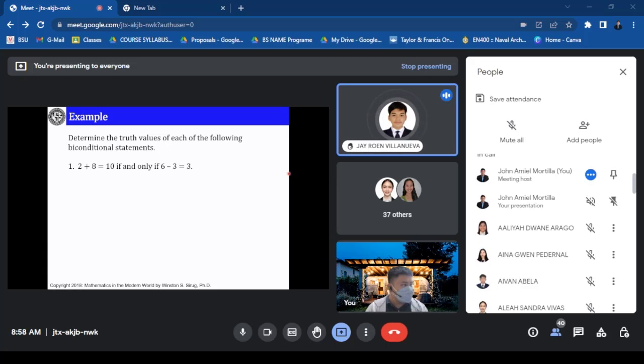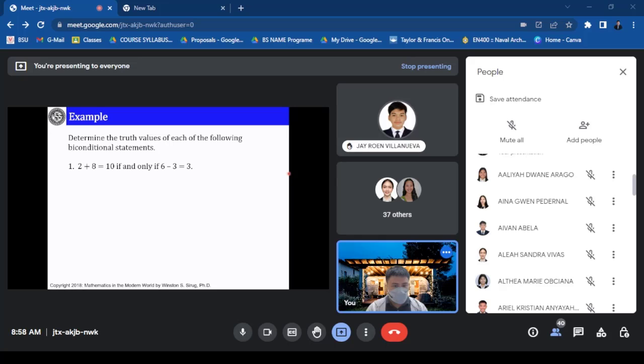True po. Okay. Why is the first statement true? 2 plus 8 po is equal to 10. Then the second statement po is 6 minus 3 is equal to 3. So the answer is true. Okay. So, our compound statement is true or false? True po. Okay. True. So, since both our first and second statements are true, we have true.